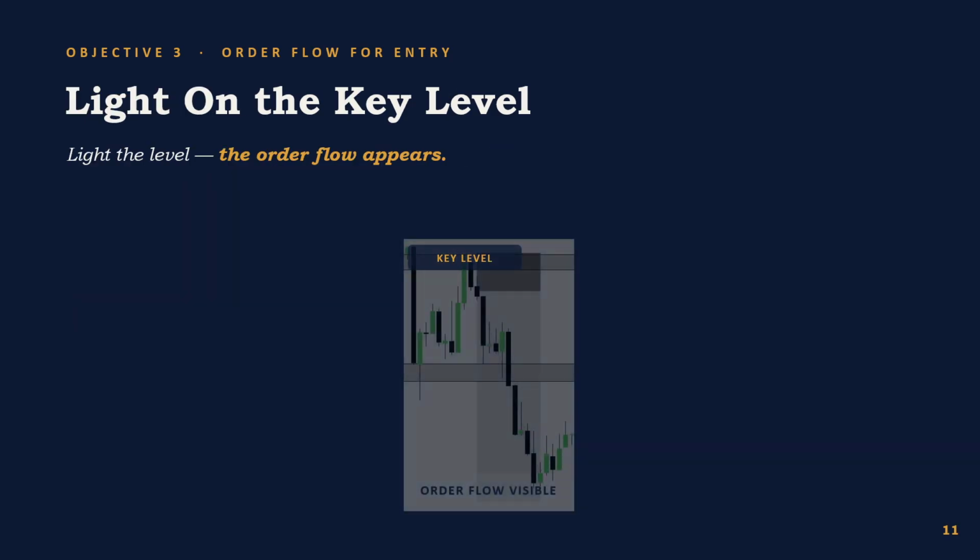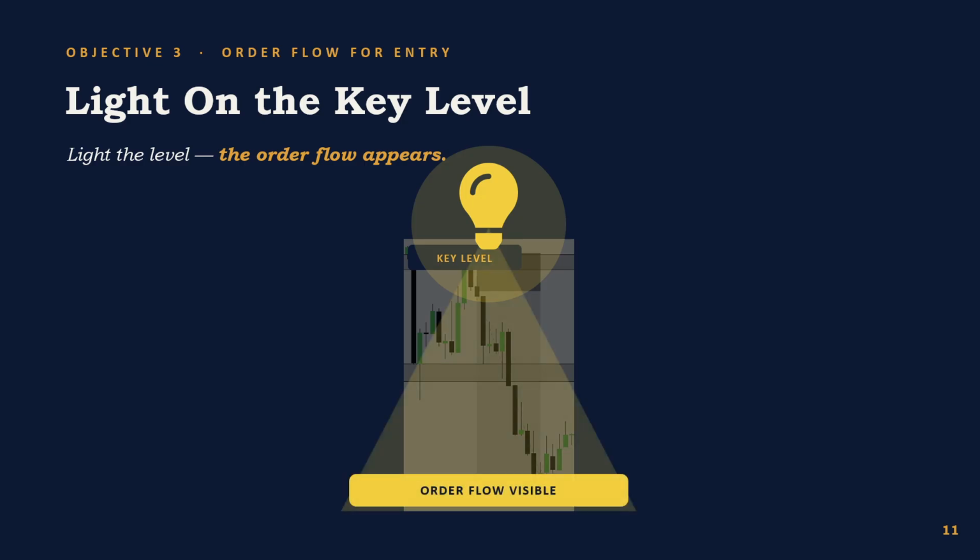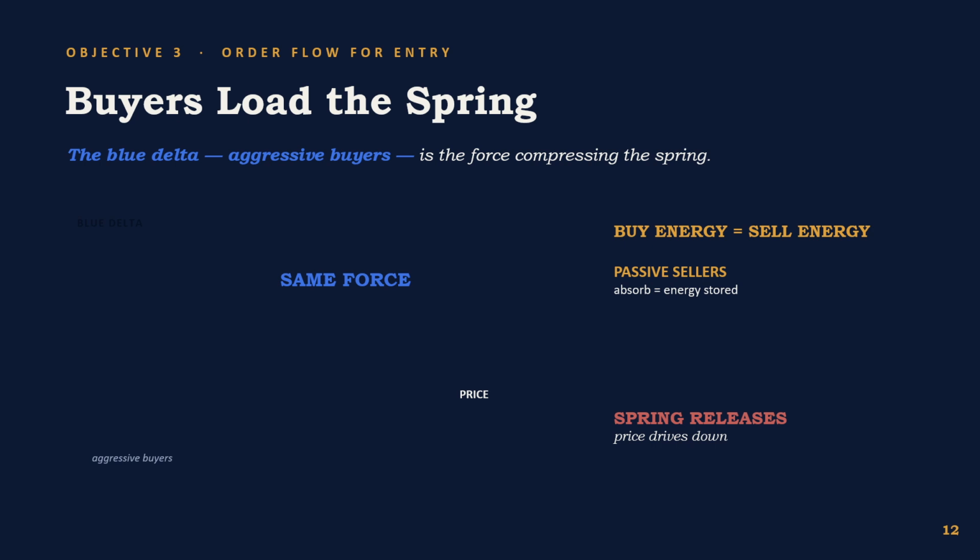So in order to execute a short, you want to bring the light to your execution. You want to turn on the light inside of your key level. You want to know what's going on. And then we use the READ method to do that.